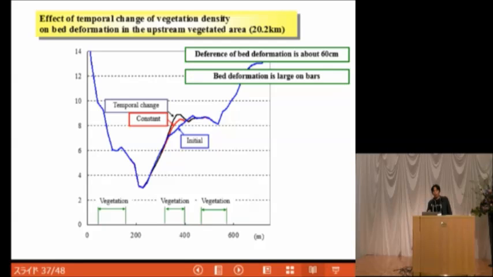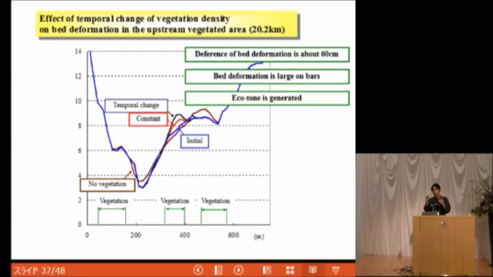And if we do not consider the vegetation, the bed will be aggravated in the main channel and degraded on the bar near the main channel. So the bed slope becomes milder and the ecotone will be generated around here.